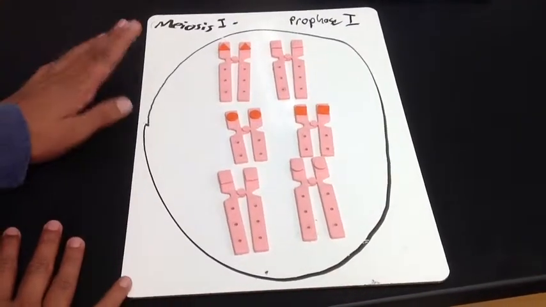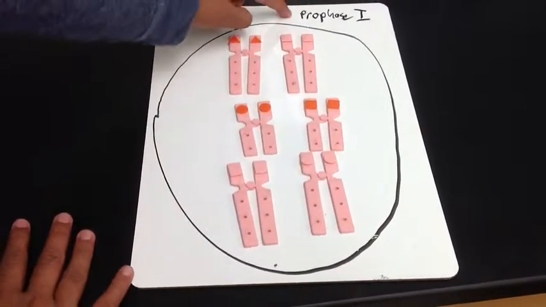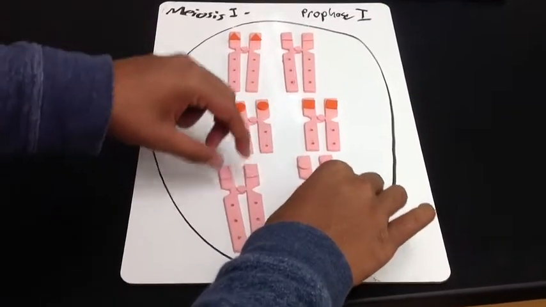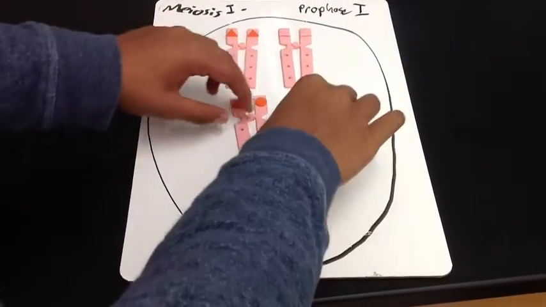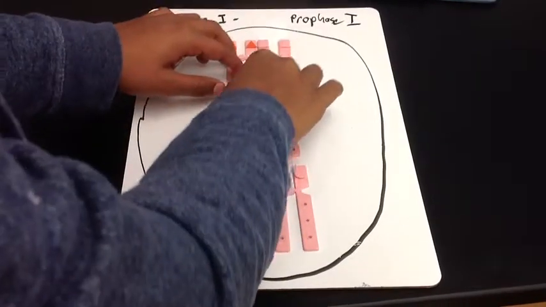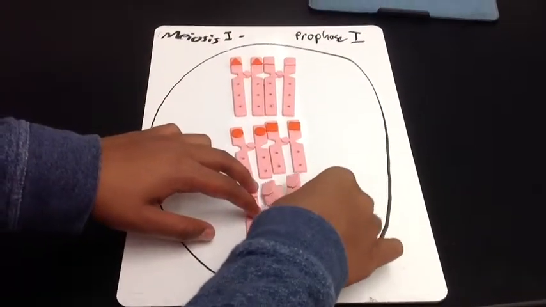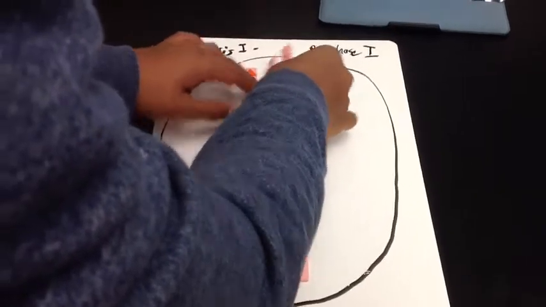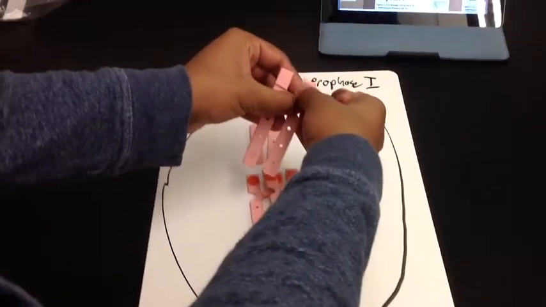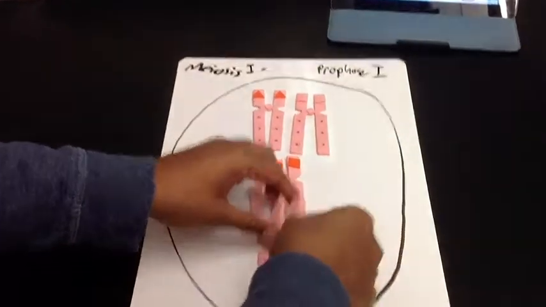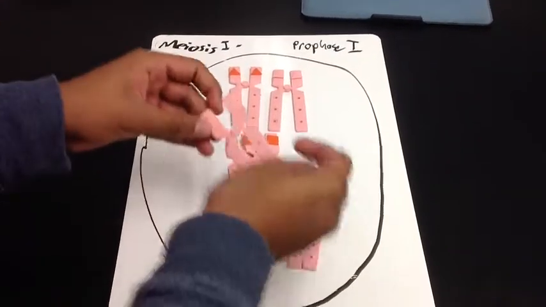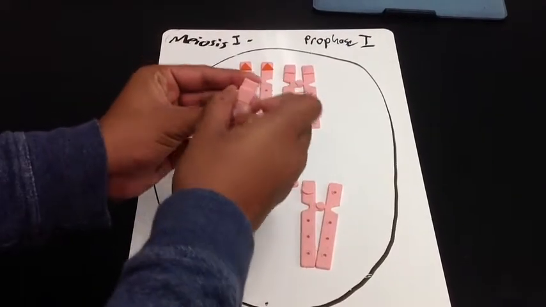Okay, so this is meiosis 1, and it's in prophase 1. In prophase 1, the chromosomes come together to form the homologous pairs, and while they're doing that, they're crossing over to form tetrads. And as they're crossing over, the separate genes are switching. They're recombining.